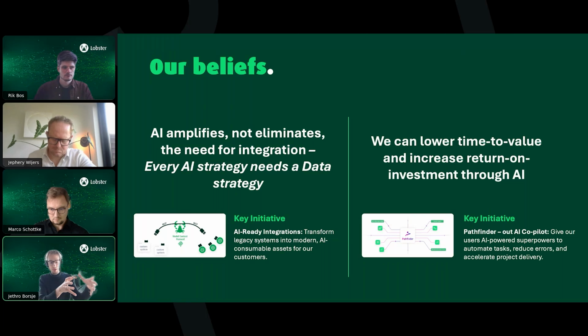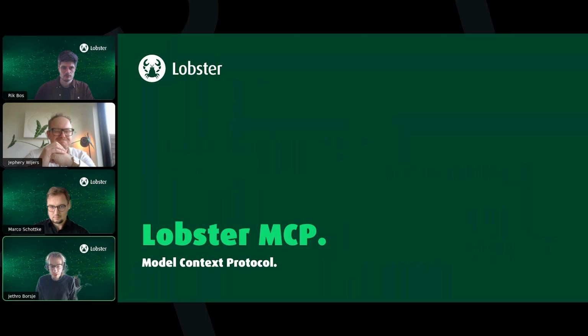So those are our two main strategies. On the one side, making sure our customers can really leverage AI to their advantage through AI-ready integrations. And on the other side, in the platform itself, have a Copilot available so that they can build faster with our technology. With that, I would very much like to hand it over to Marco, because he will show you concretely what Lobster MCP then really is.